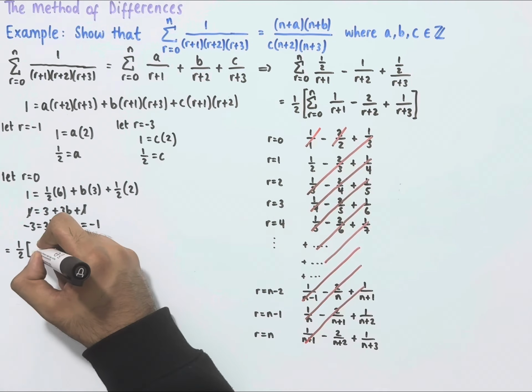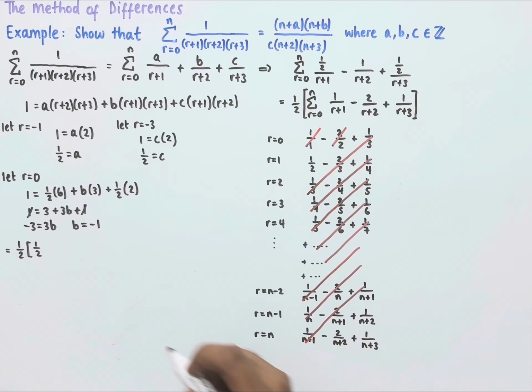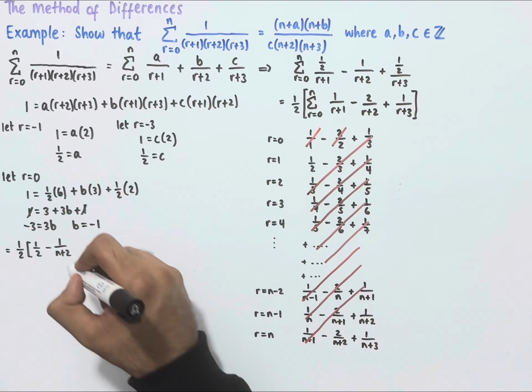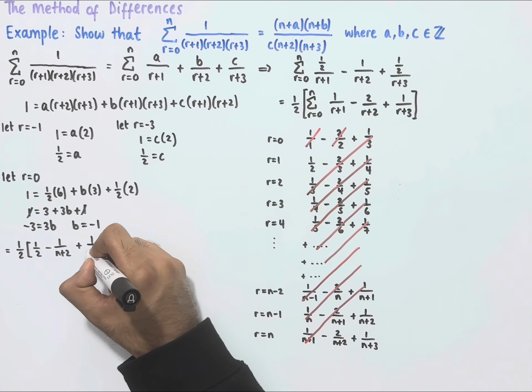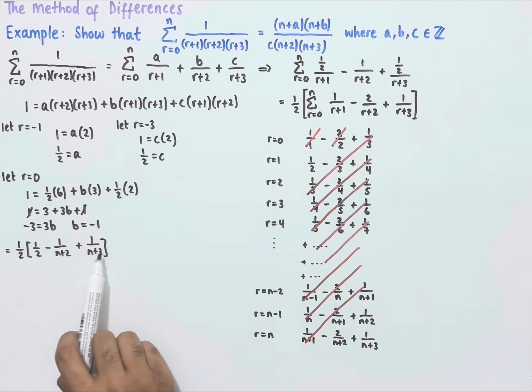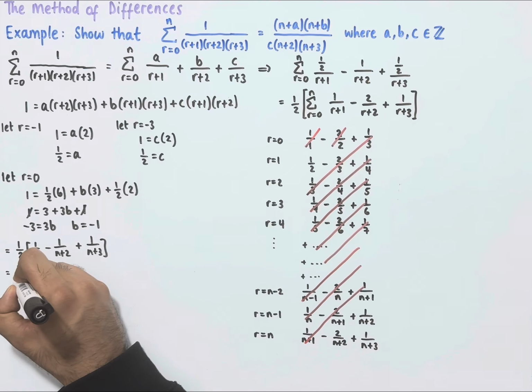And so this series now becomes a half brackets and then all the terms that are left over added together. So we have a half, and then we have 1 over n plus 2 take away 2 over n plus 2, which becomes minus 1 over n plus 2. And we also have this last term, which is 1 over n plus 3. And now to simplify this, we're going to work out a common denominator for all of the fractions inside and then add them together. So we now get a half brackets.